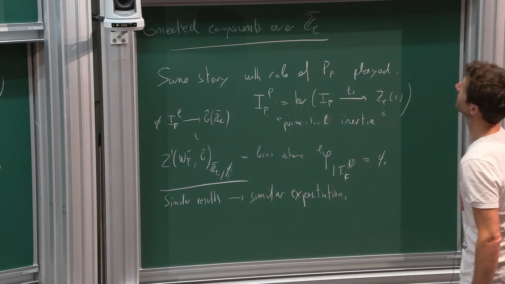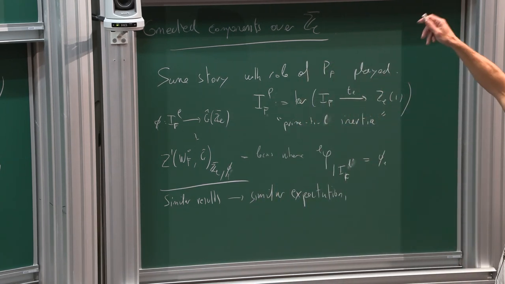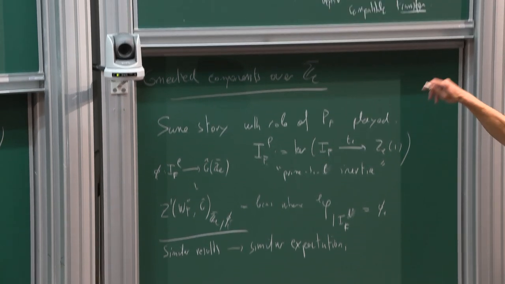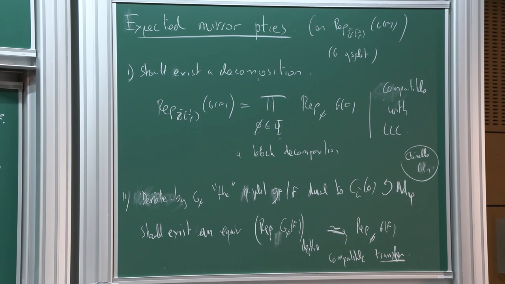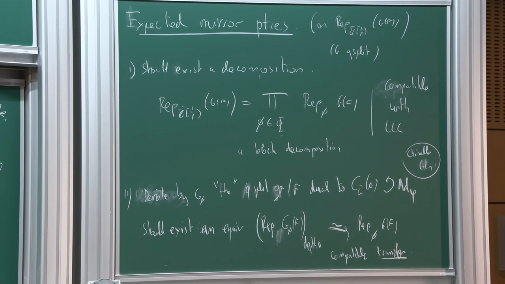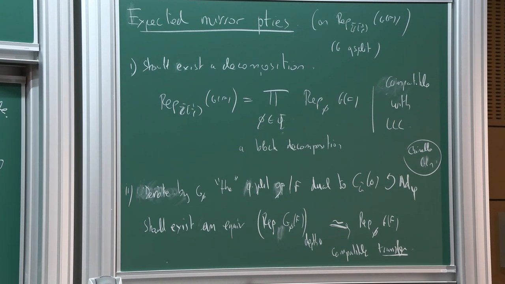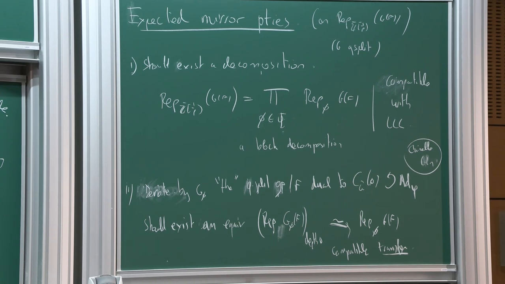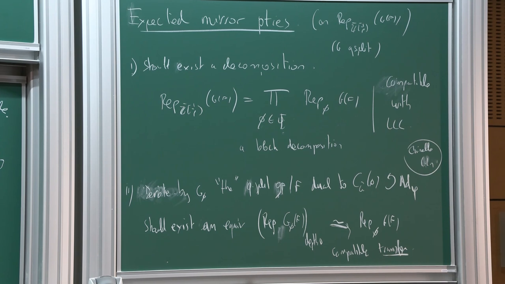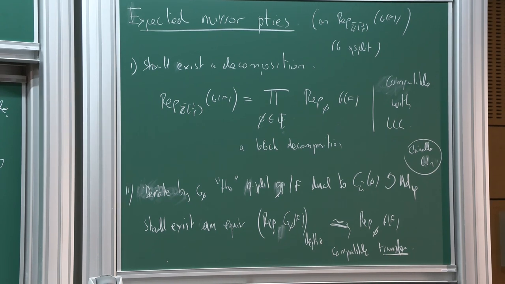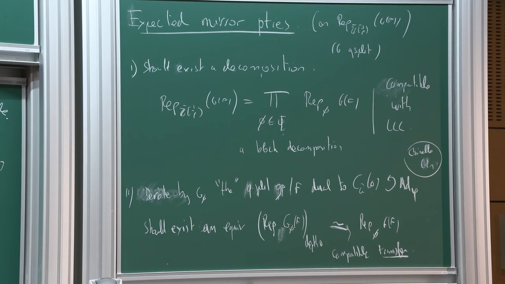With one caveat, there should exist a decomposition of the category of Z_l bar representations of G(F) according to this kind of object, and additional data taking the non-connectedness of the centralizer into account. And the only difference is that it should be a decomposition but will not be a block decomposition.